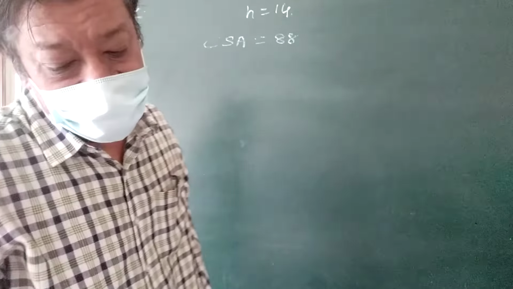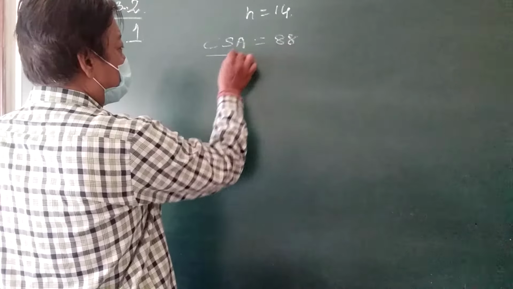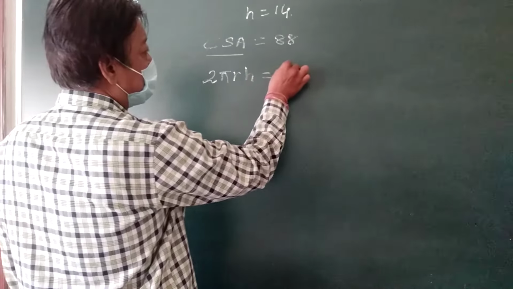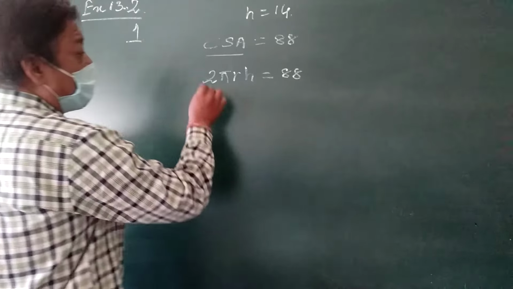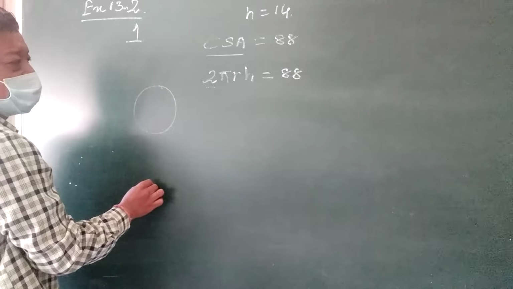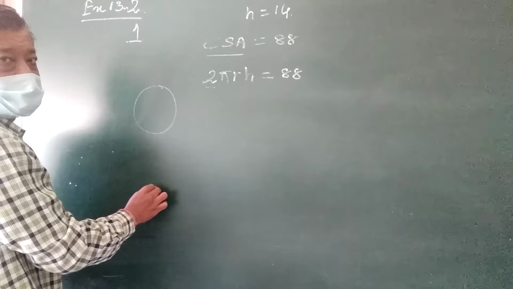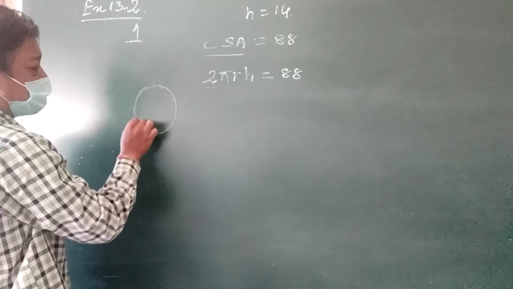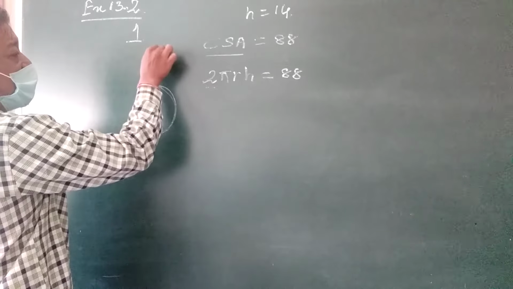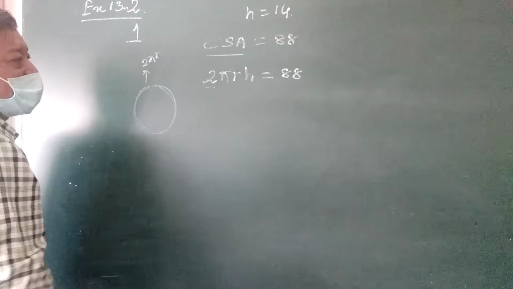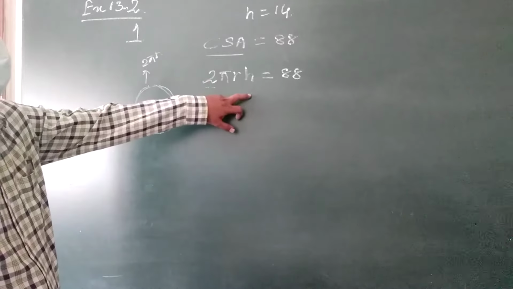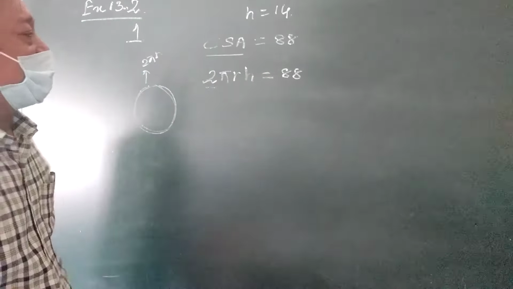So curved surface area is 2 pi r h, which is equal to 88. See, this is the circle on top and base of the cylinder. The circumference of the circle is 2 pi r, and when we multiply by the height, it becomes the curved surface area. So 2 pi r h is equal to CSA, which is equal to 88 as given.